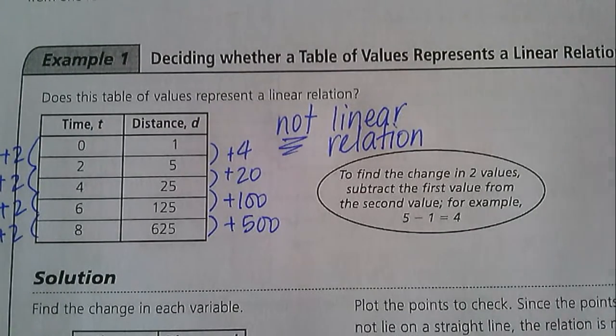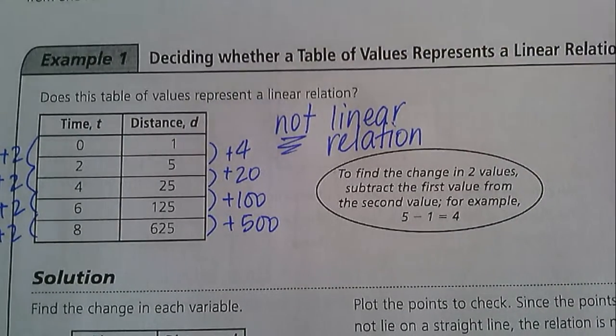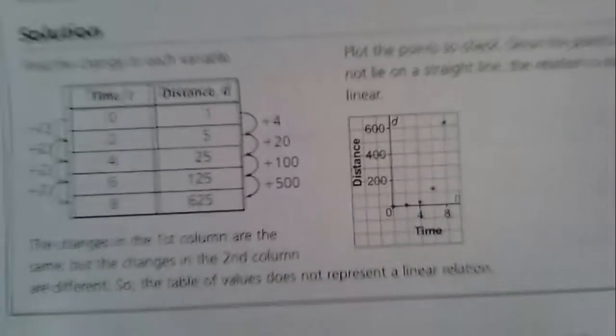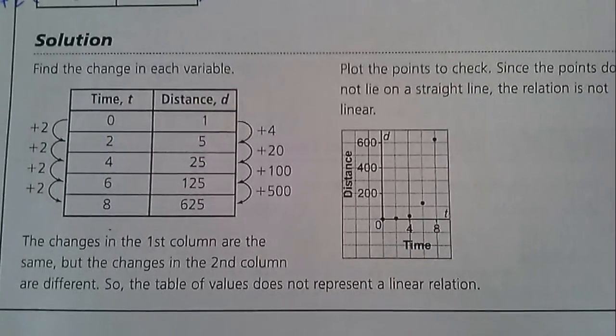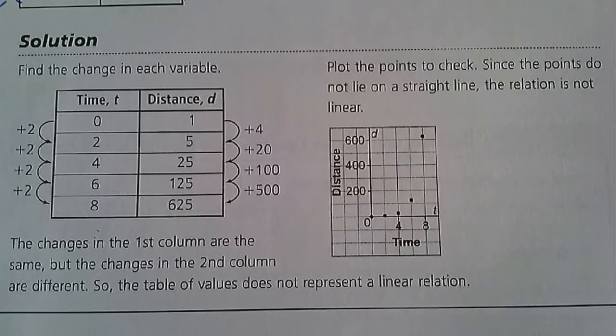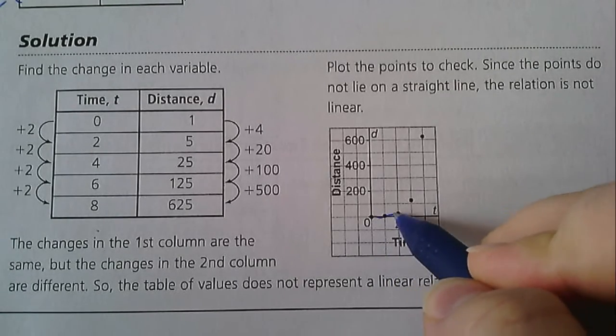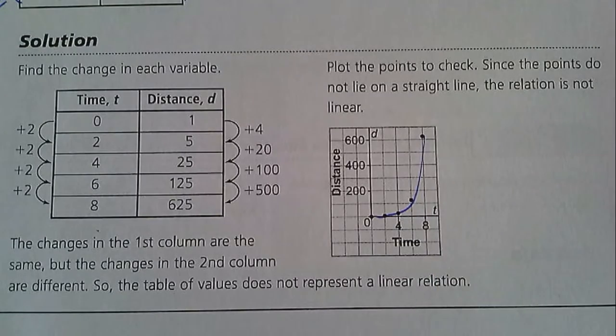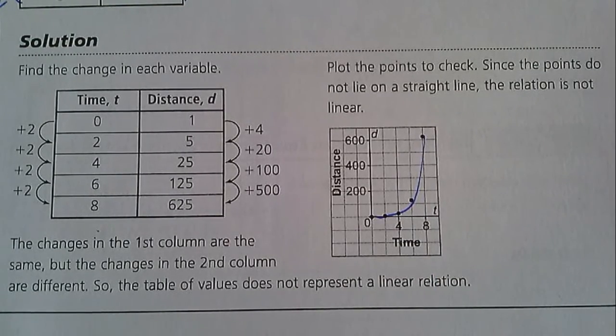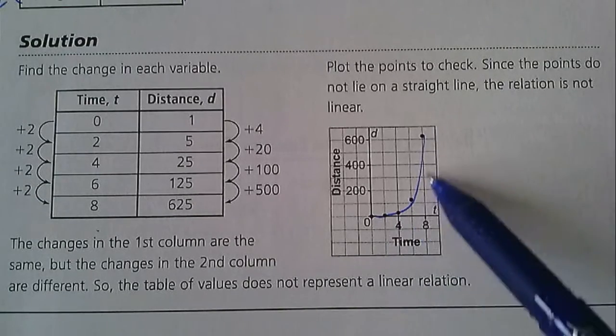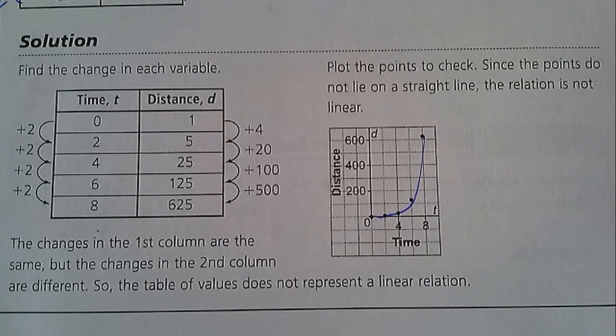Definitely not. You can see also in the example on the bottom, I'm not going to plot it out for you, but if we were to plot these points on a graph, that definitely does not make a straight line. In fact, it makes this kind of curved upward line. That's called an exponential function, and we'll look at those a little bit later on. But again, you'll notice that it's definitely not a straight line. So that means it is not a linear relation.